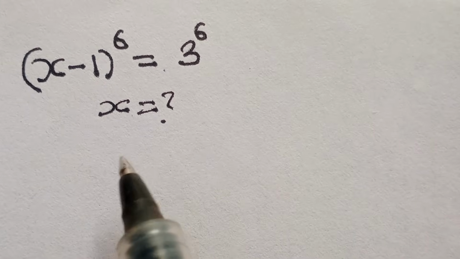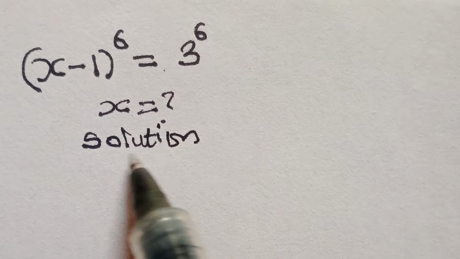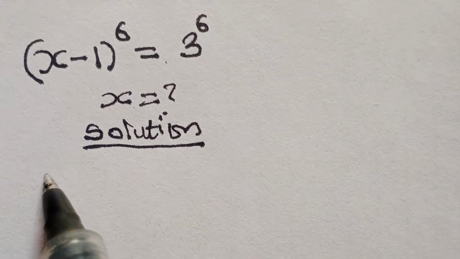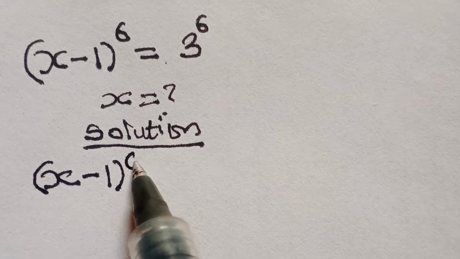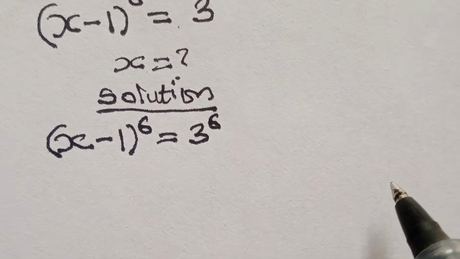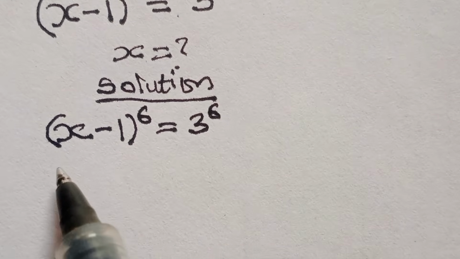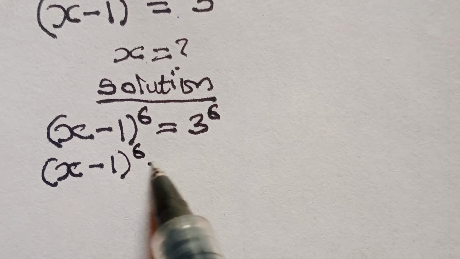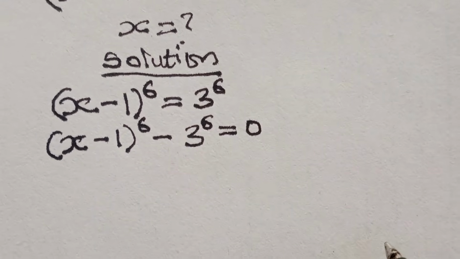The first thing that I want us to do is let's write solution. So after our solution, let's write our question. We have (x minus 1) raised to power 6 equal to 3 raised to power 6. So if you look at this critically, let's take 3 raised to power 6 to our left hand side. We will now have (x minus 1) raised to power 6 minus 3 raised to power 6 equal to 0.